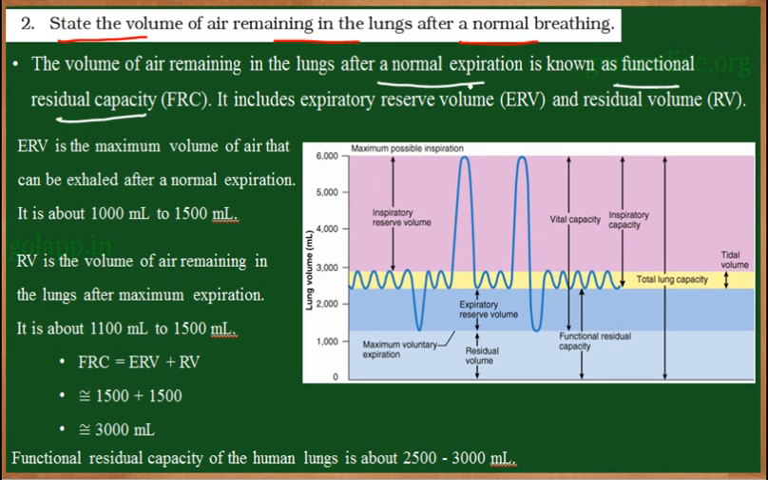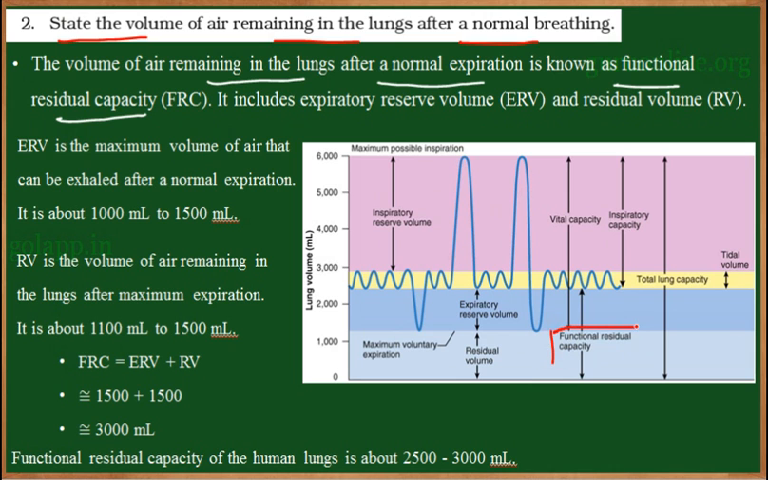So generally when we breathe out, we are giving out a certain amount of air. Not the whole air which is present in the lungs will be given out. A small amount of air will be given out. Now after this, what air remains inside the lungs? That becomes the functional residual capacity. So the volume of the air remaining in the lungs after normal expiration is known as functional residual capacity.